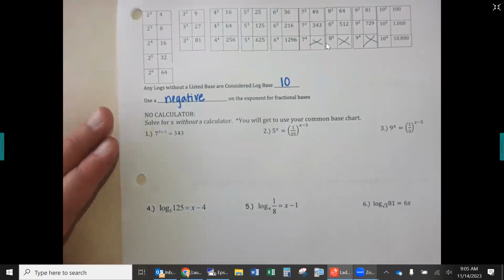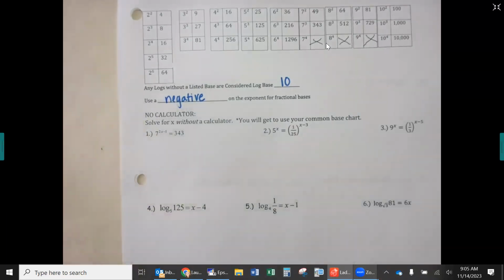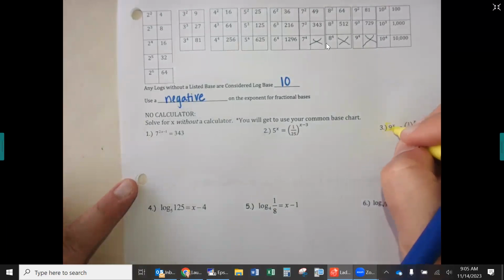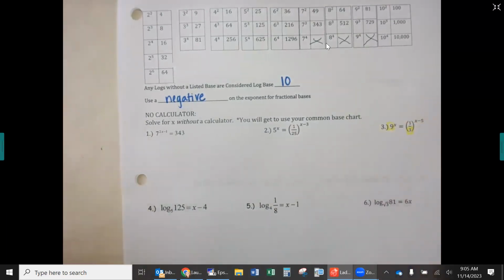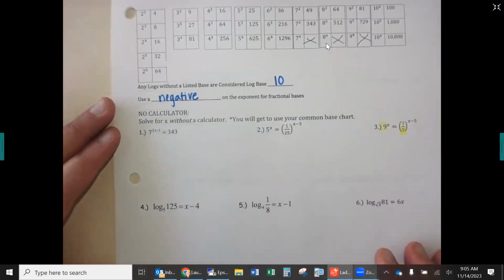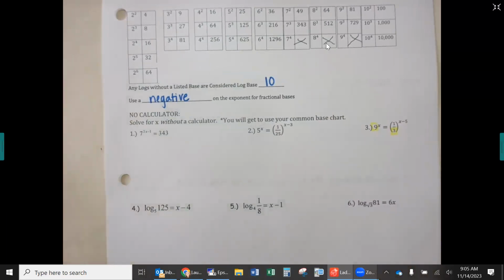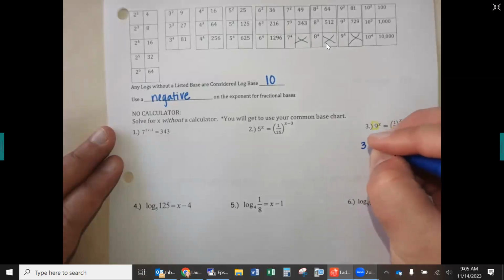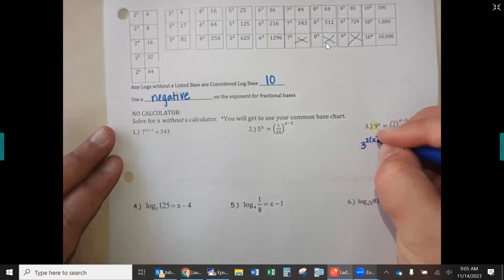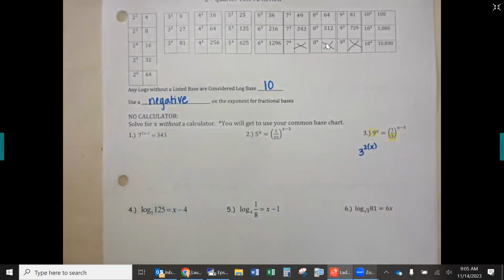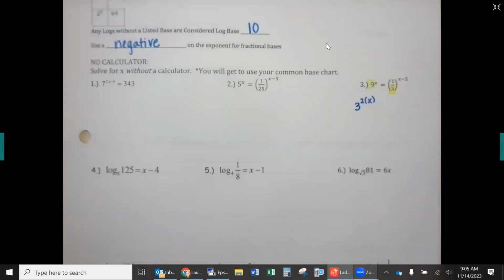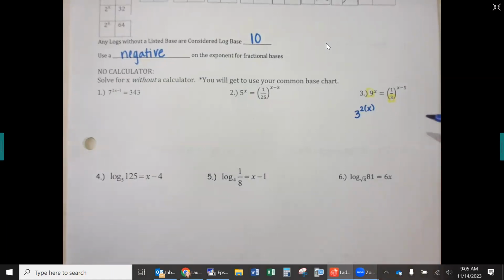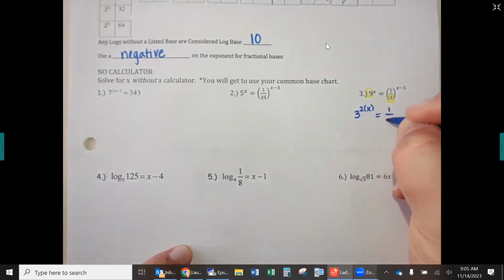Okay, first question. You have a 9 on one side and a 3 on the other. So remember, we're going to use common bases to try to convert the 9 to match the 3. What is 9 as a base 3? 3 squared, very good. So it's going to be 3 squared, and then leave your x behind in parentheses, because remember, that x was already there. Then on the other side, I have a 1 over 3 to the x minus 5.